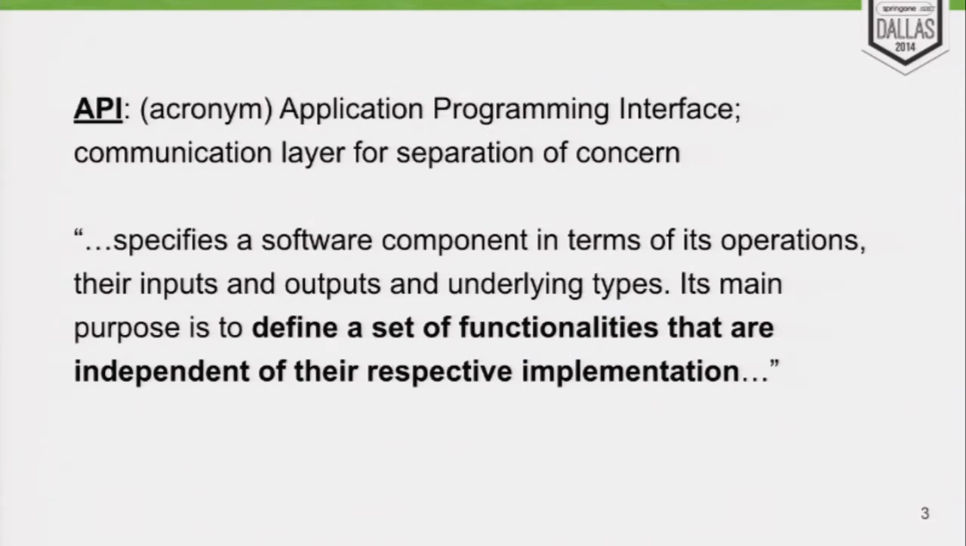So first, what is an API? The acronym for API is Application Programming Interface. And basically an API is a communication layer for a separation of concern. The definition says an API specifies a software component in terms of its operation, therefore inputs and outputs and underlying types. Its main purpose is to define a set of functionalities that are independent of their respective implementation. So basically, it's an interface to functionality and data, or in other words, a communication layer to a separation of concern.